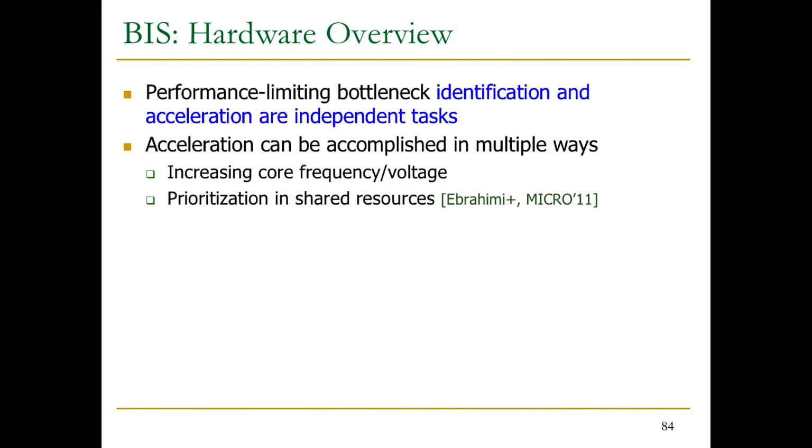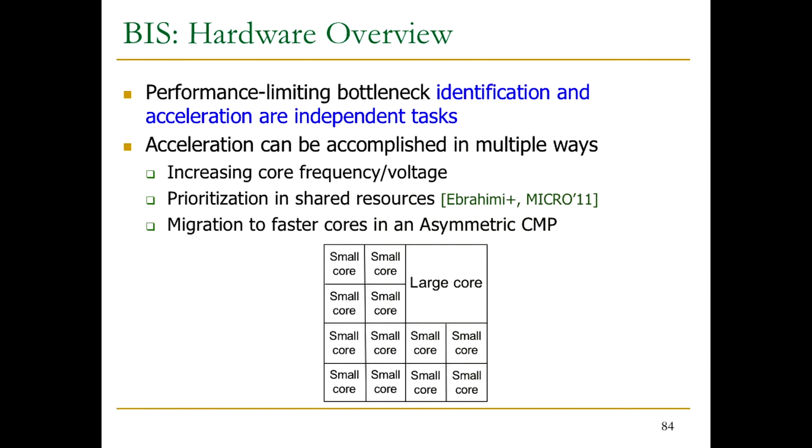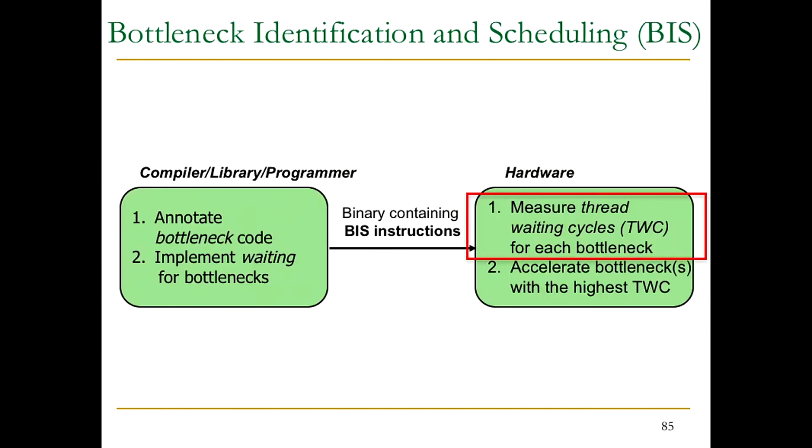As we've discussed, you can use this for driving scheduling decisions in the memory controller. If the memory request is coming from a thread that's designated to be a bottleneck at that point in time, you prioritize that. Or you migrate to faster cores in an asymmetric multi-core, which is what we're going to look at over here. Or you do all of them, right? That's another possibility. Because presumably, this is your bottleneck at that point in time.